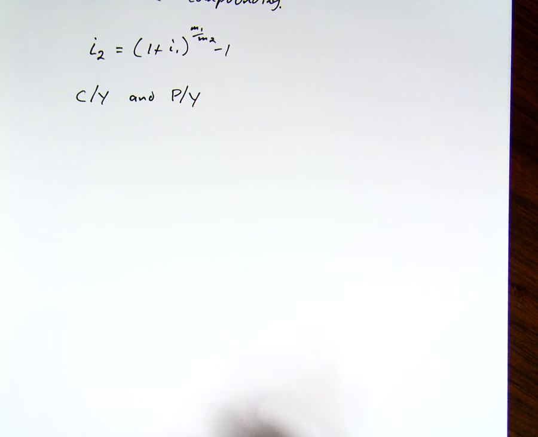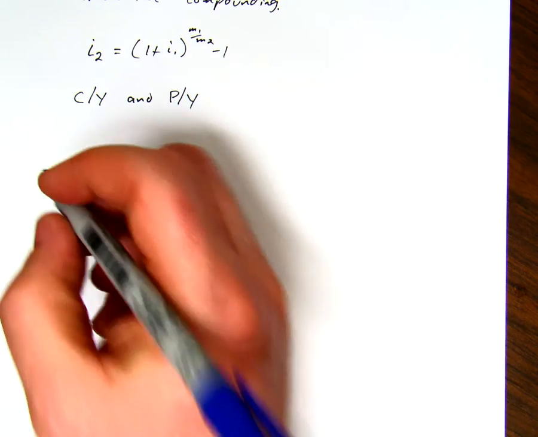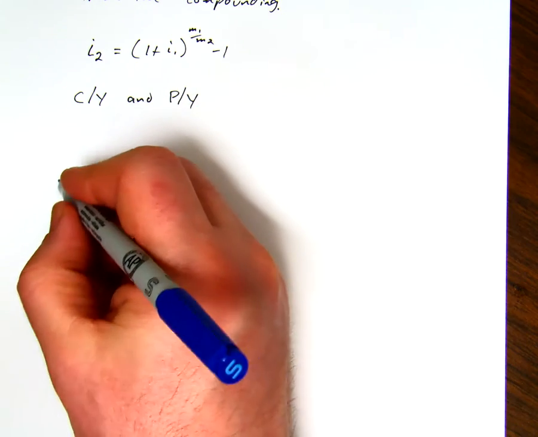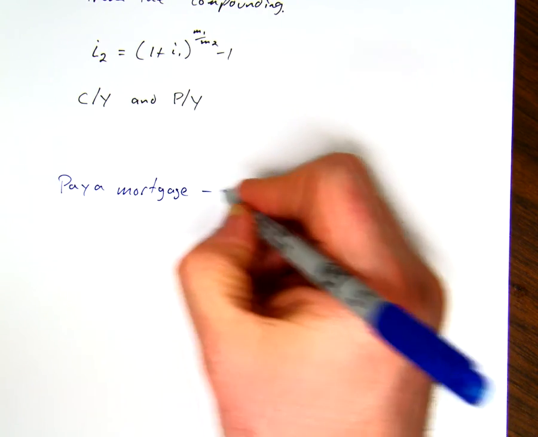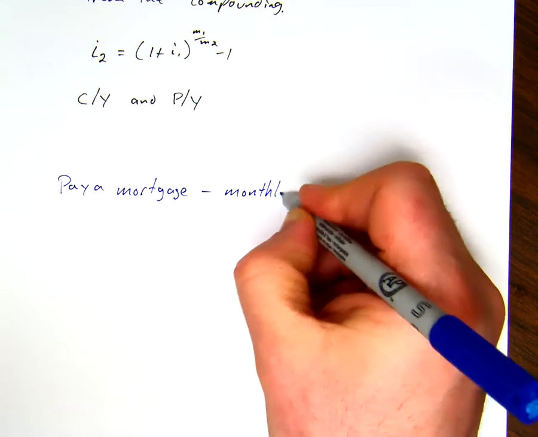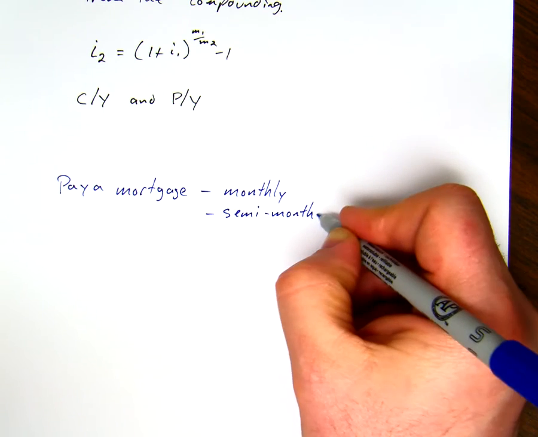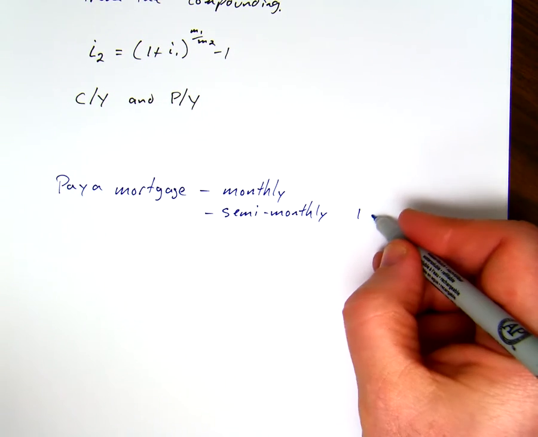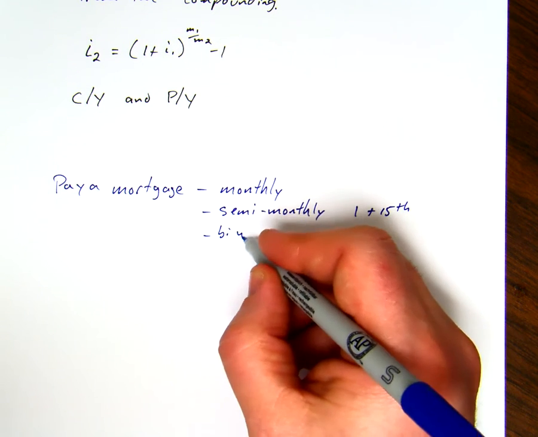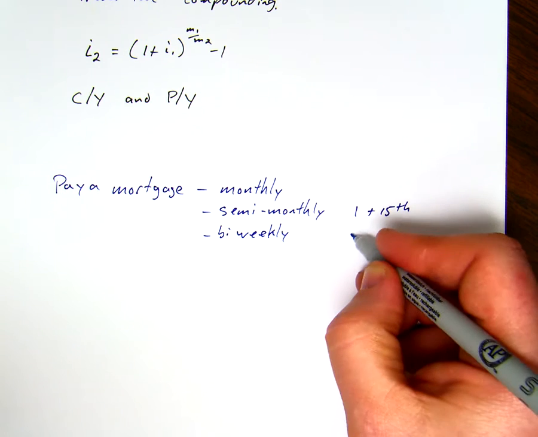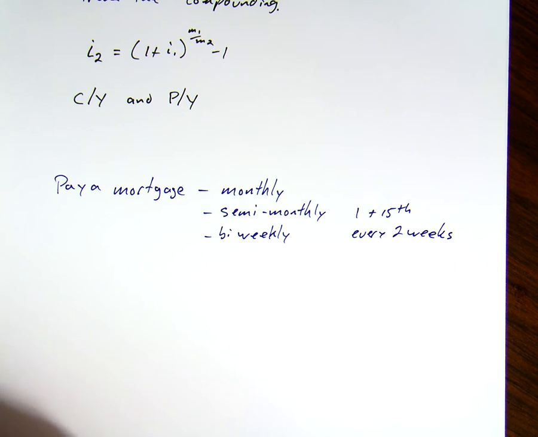There are a lot of mortgages in Canada. Almost everybody that buys a property has a mortgage. And with a mortgage, we can pay either monthly, semi-monthly, so on the 1st and 15th of every month, or bi-weekly, so every 2 weeks. Because if you get paid every 2 weeks, you may as well pay your mortgage every 2 weeks.